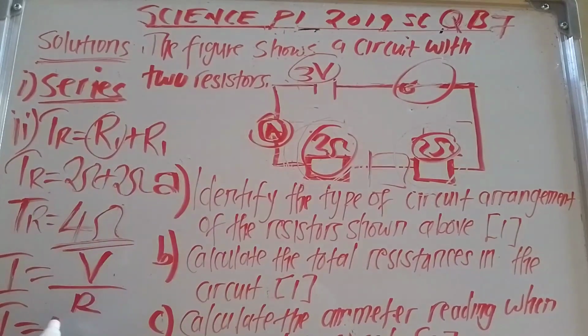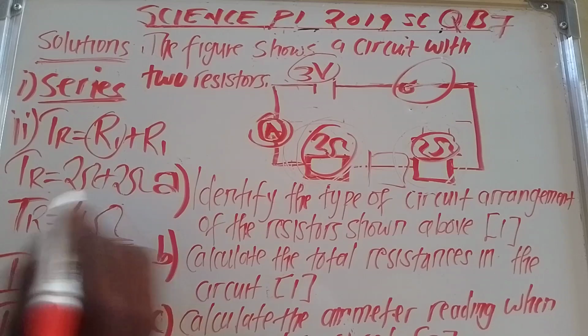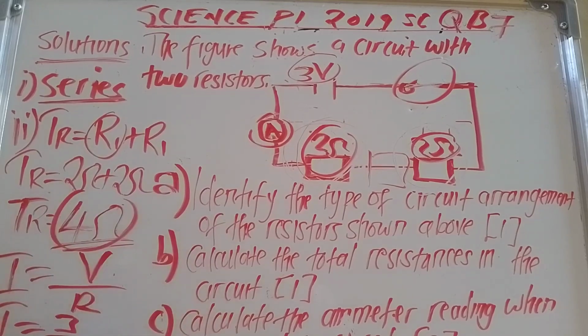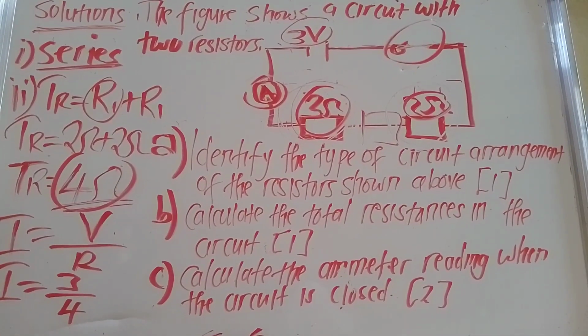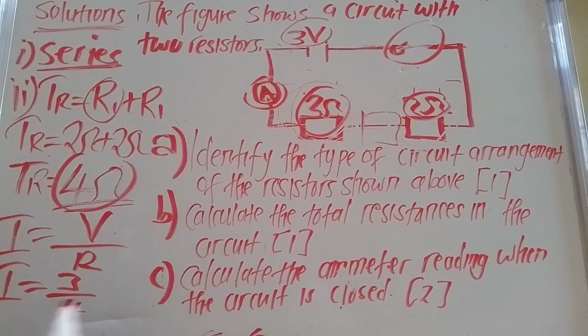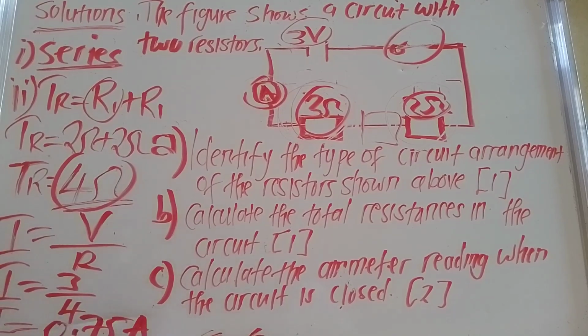Our total voltage is 3 over, what is our total resistance? We have just found it is 4. So what we are going to have is 3 divided by 4. And when you divide 3 by 4, what we are going to have is 0.75 amps.